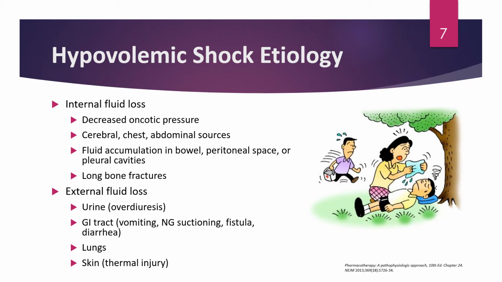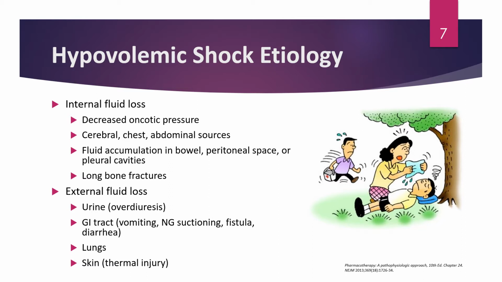You can also have external fluid loss as well, such that you may see it with patients who are over-diuresing or urinating too much. Typically, over-diuresis can result from pharmacological meds, such as loop diuretics, for example, but it could also result from disease states as well, such as DKA, where patients over-diurese on their own because of DKA.